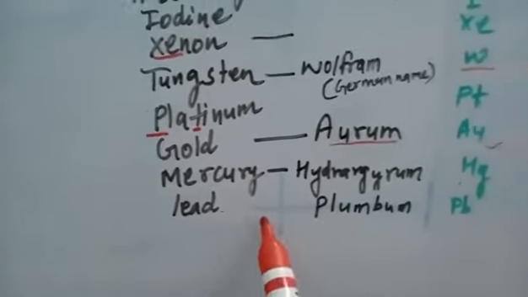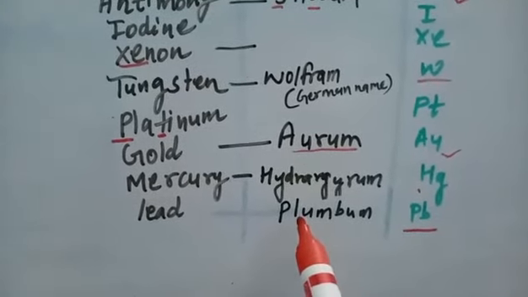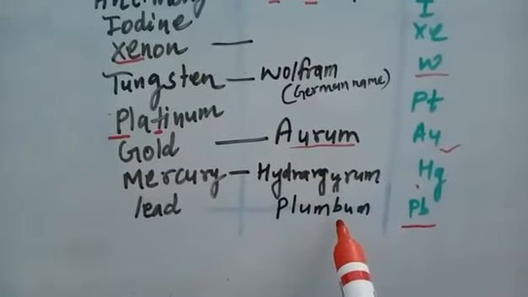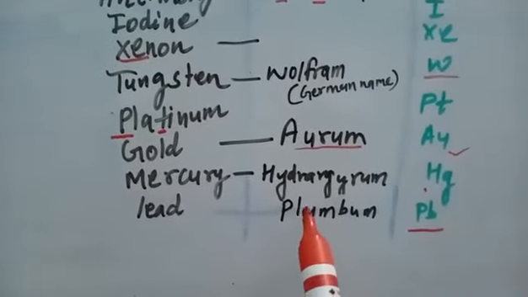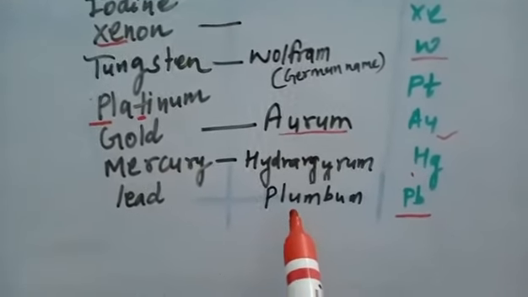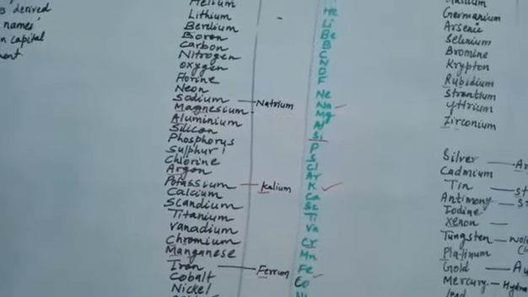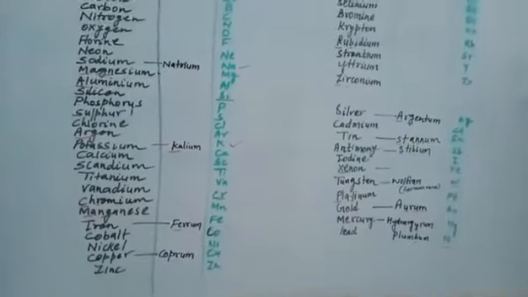And then lead, the symbol of lead, that is Pb, has been taken from the Latin word that is called plumbum, okay. Nowadays also lead is called by this name only, plumbum, okay. P and b, capital P and small b. So that was about the names of the elements and symbols, and you are all instructed to read out and learn all the names of the elements and the chemical symbols, okay.